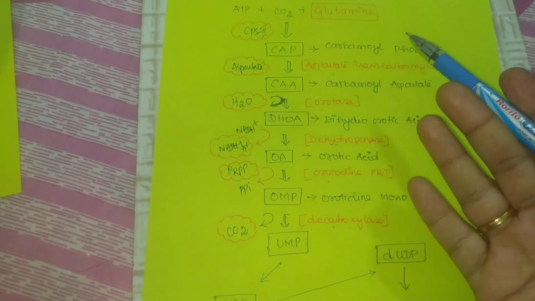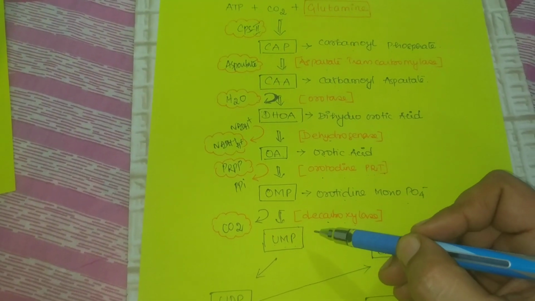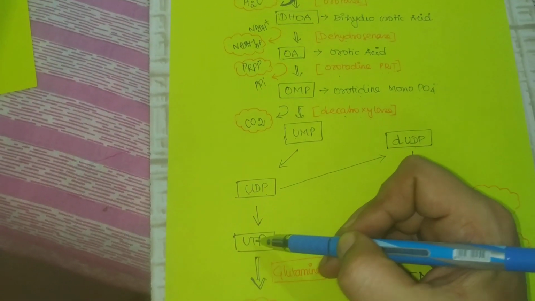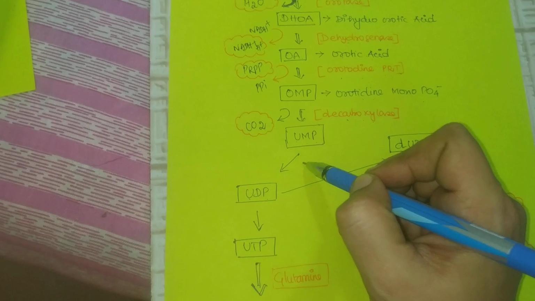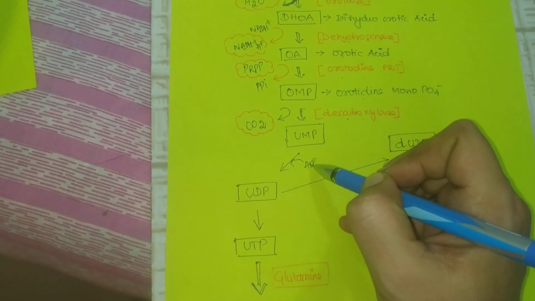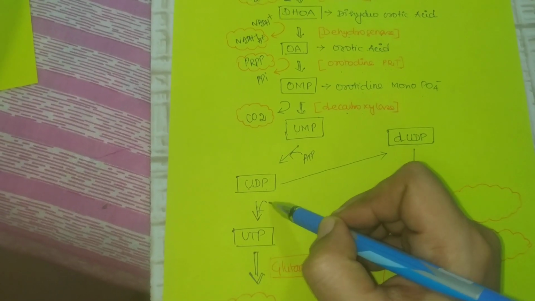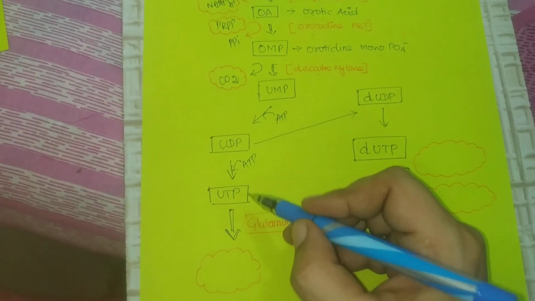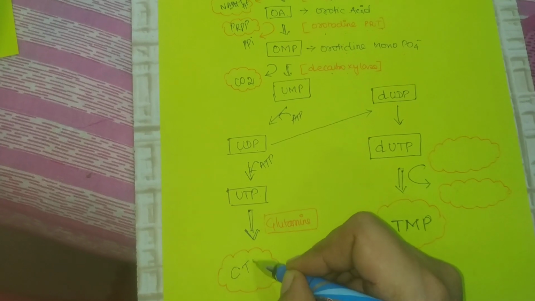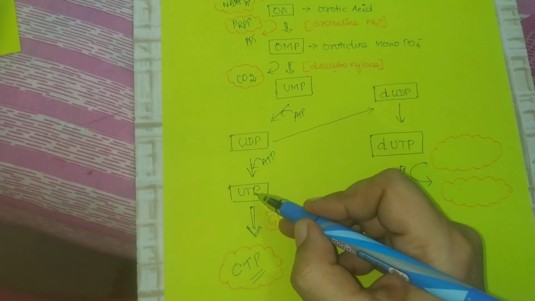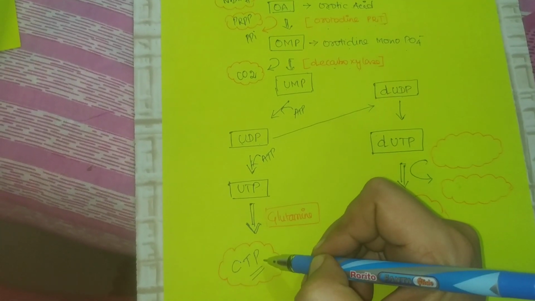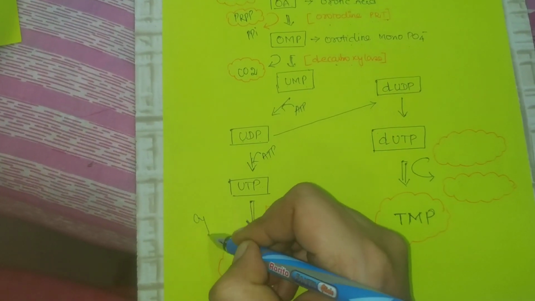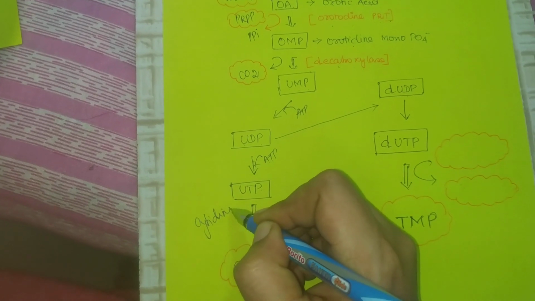Is it clear? Next, from uridine monophosphate we will be synthesizing uridine diphosphate and uridine triphosphate. How? This is just a consumption of ATP. Okay, that's all. So again one ATP is consumed, and then we get uridine triphosphate. From uridine triphosphate we get cytidine triphosphate. Since cytidine is synthesized in this step, the enzyme used here is cytidine synthase.